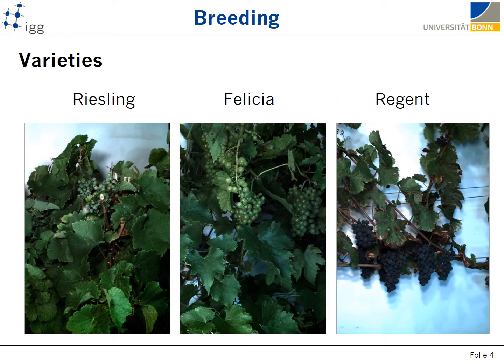In our project, we want to tackle different grapevine varieties like Riesling, Felicia, and Regent, each posing different challenges. Mainly, we focus on the detection of green berries in front of green canopy, since all varieties are green before a certain point in time. This point is called veraison. The sugar content in the berries rises and they change the color from green to dark.